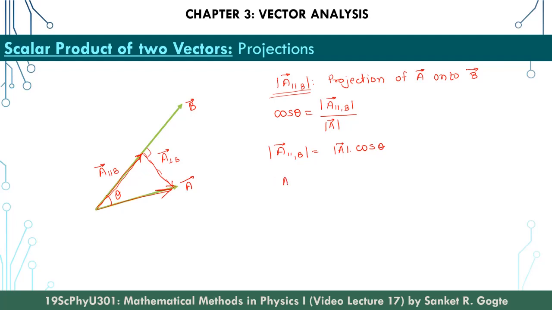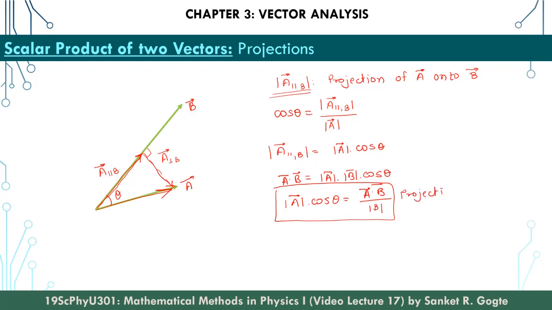Let me first find A dot B, which is equal to mod A into mod B into cos theta, and therefore this projection of A onto B, which is mod A cos theta, is equal to A dot B divided by mod B. So this way we can get projection of vector A onto vector B.